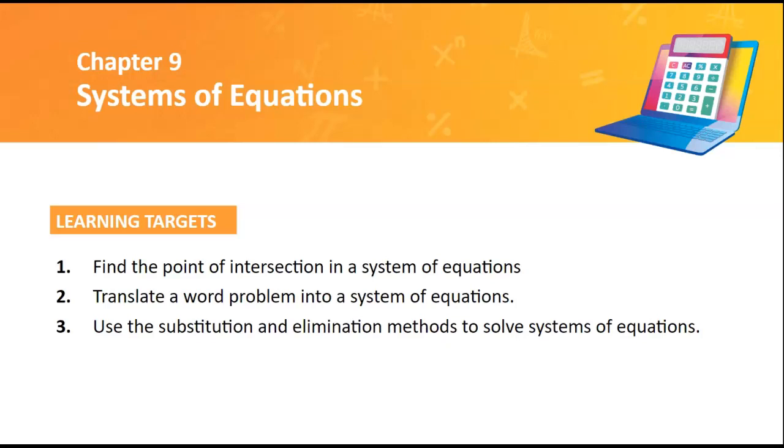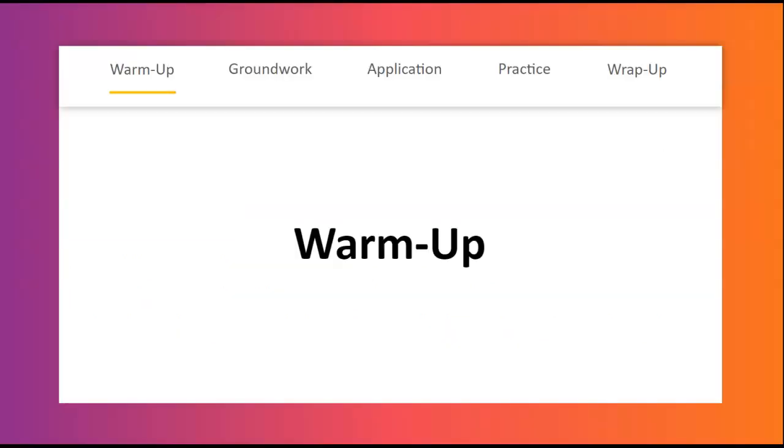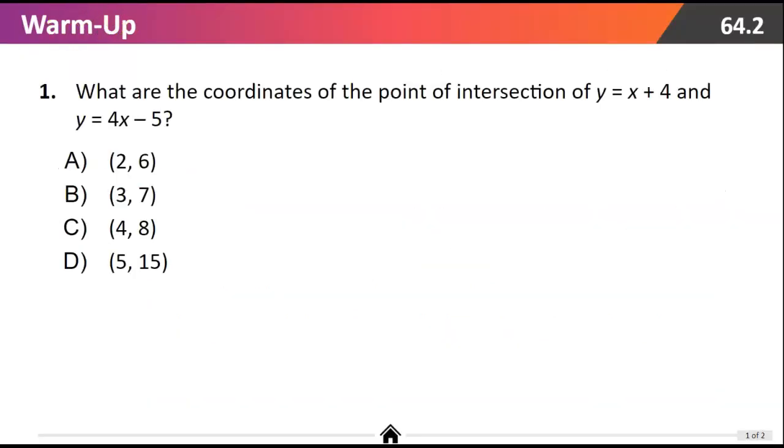Lesson 9 is going to be about system of equations. Remember, a system of equations is just a set of two equations with a single solution. For this first example, it says, what are the coordinates of the point of intersection, or the solution, to the system of equations y equals x plus 4 and y equals 4x minus 5?